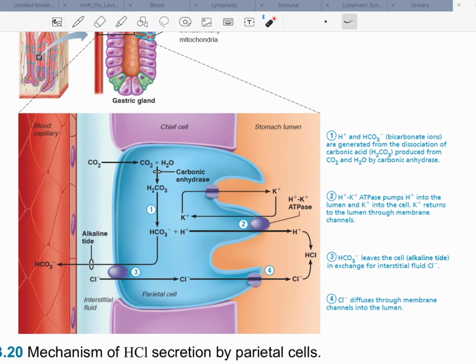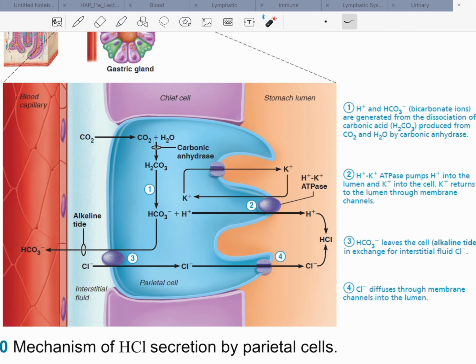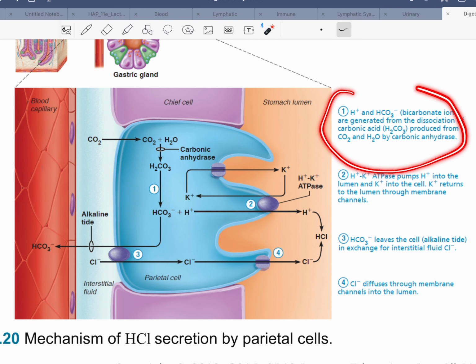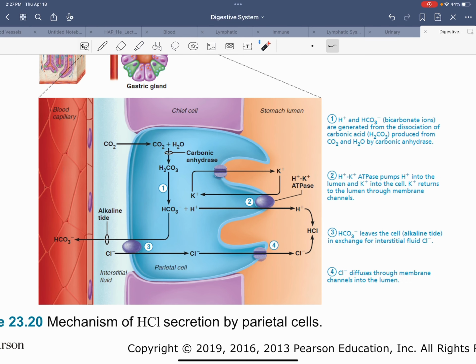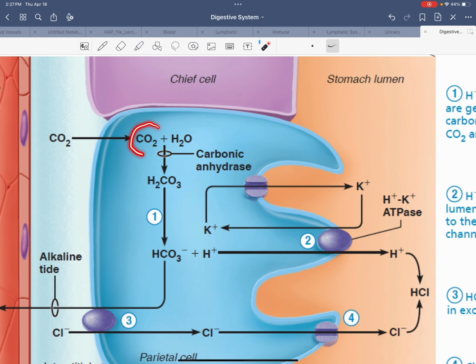Now some of this may seem a little familiar because we've seen some of this chemistry happen before, and we're going to walk through the 4 steps. So the first thing we're going to do is we're going to basically end up with hydrogen and bicarbonate ions. Now, how do we do that? Well, CO2 enters the cell, and CO2 and water combine.